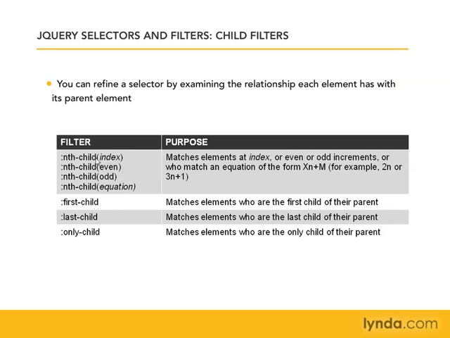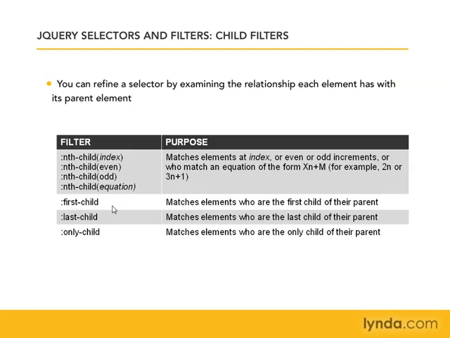The nth child, where you give it an index, will match all elements that are at that index inside the parent. And then the last one, which is pretty powerful, is the equation. You can actually give nth child an equation of the form xn plus m, and m is optional, obviously. So for example, you could say 2n for every second one, or you could say 3n plus 1, and then n will start counting at 0, and it'll count 0, 1, 2, and so on. And then this equation will be calculated, and that will be the index of the element that gets selected, and we'll see an example of that in a moment.